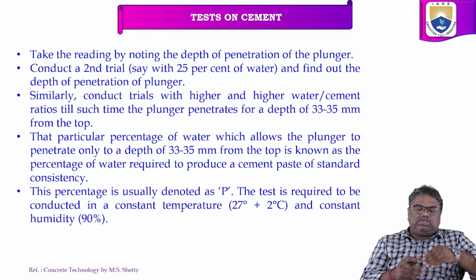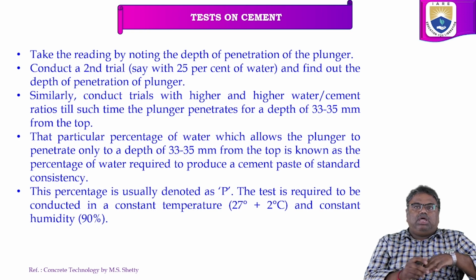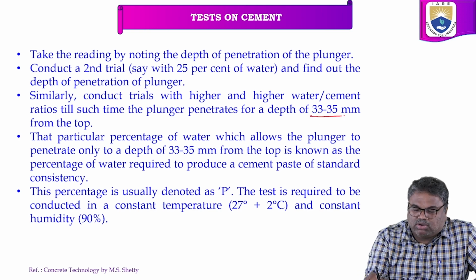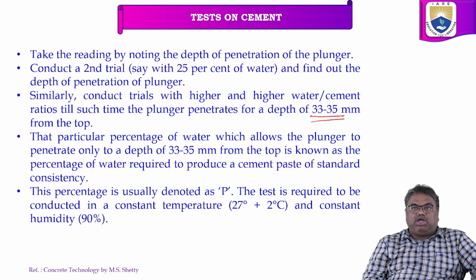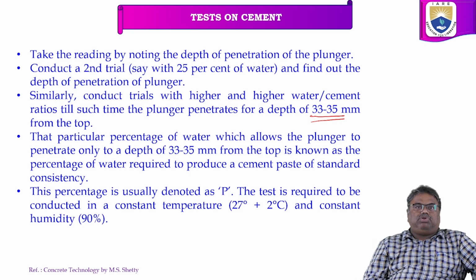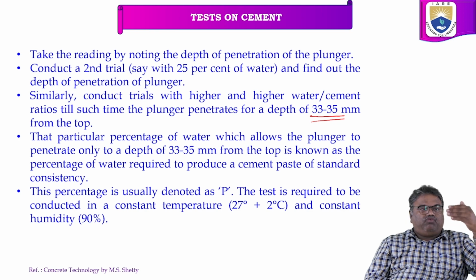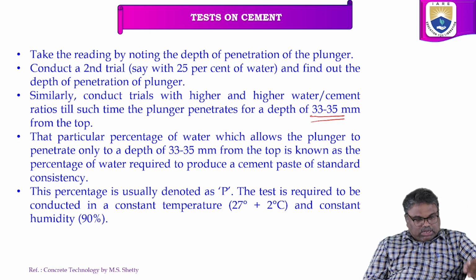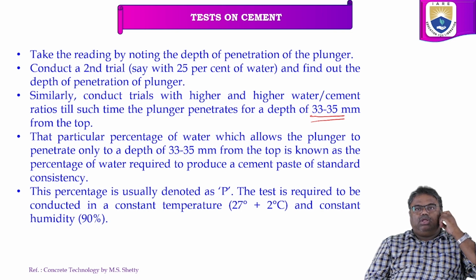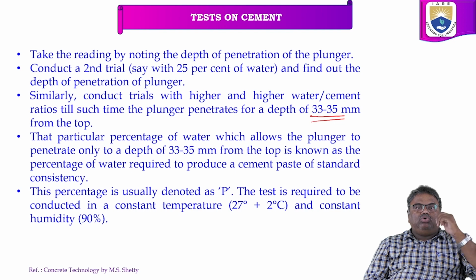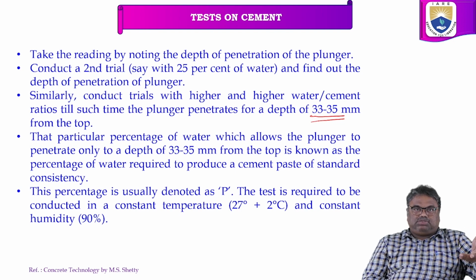These trials we need to do continuously until you achieve a value of 33 to 35 mm from the top. So the plunger has to penetrate into the mold about 33 to 35 mm. It's a continuous process. First trial we have taken 24%, second trial 25%, and third 26, 27, 28. Like that we have to do different trials.